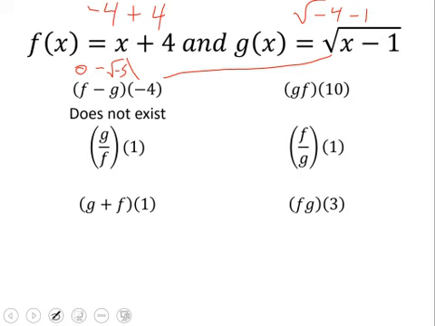Okay, so take a second and solve the rest of these. They're either going to come up as a solid number, or it's going to come up as does not exist. Okay, either because it's undefined, negatives in the square roots, etc., etc. So take a second and solve the remaining 5 on this.